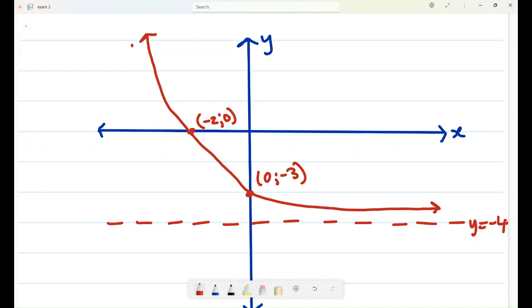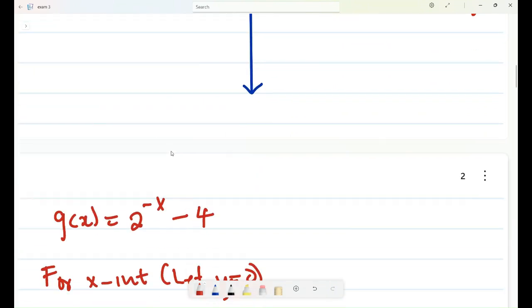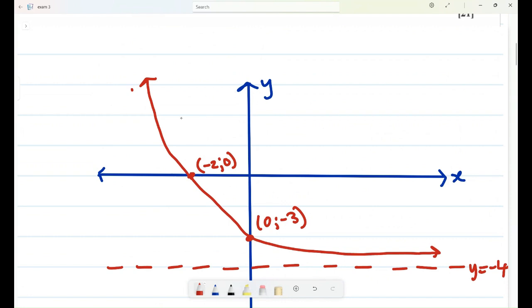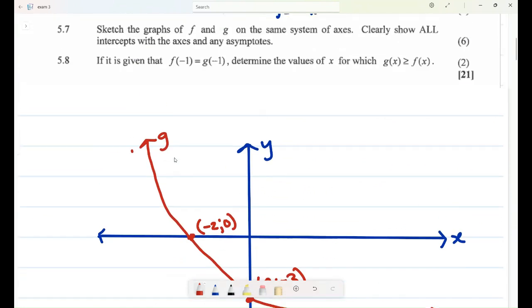Please name it. What was it? Was it f or g? Let's see. G. All right. Just label it here as g. Now let's draw f of x.